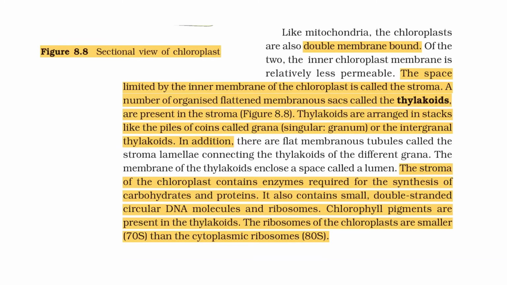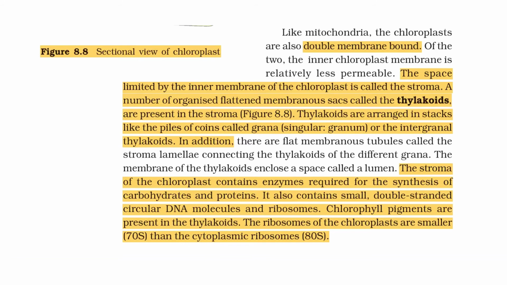Then a number of organized flat membranous sac-like structures are present which are known as thylakoids. This term is very important to remember, and they are present inside the stroma. You can see in the diagram. Thylakoids are arranged like a stack pile of coins, as we arrange coins one above the other. Similarly, the thylakoids are present one above the other, forming a stack, and there are so many grana. Then the membrane of thylakoids encloses a space which is known as lumen.